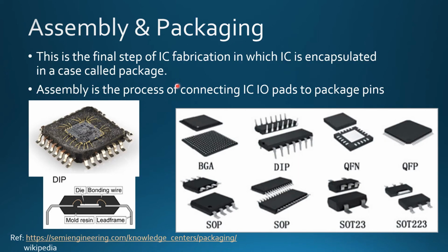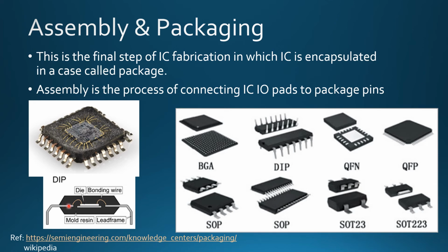Once the IC is fabricated, the next step is to do assembly and packaging. Assembly is the process of connecting the I/O pads to the package pins using a bond wire. That is called assembly. And the step of encapsulating the IC in a case is called packaging. There are different types of packaging here. There is dual inline packaging, QFN, where you have pins on four sides, and BGA, where you have an array of pins on the bottom.